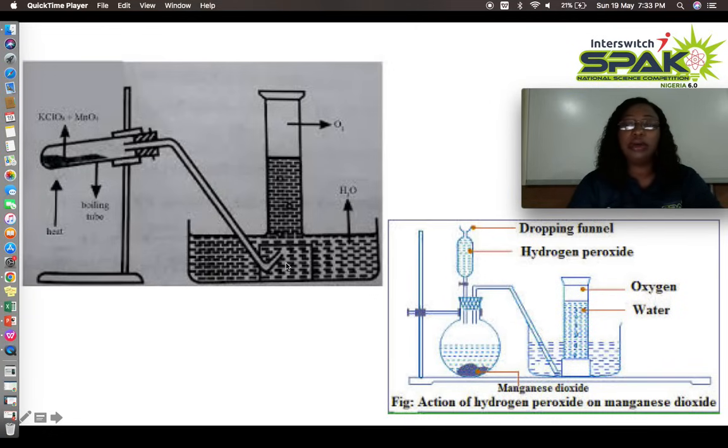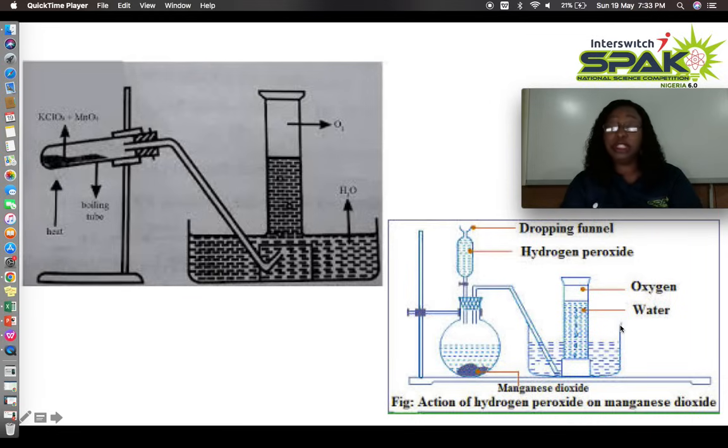It's collected over water. Another preparation of oxygen gas is decomposition of hydrogen peroxide. When you decompose hydrogen peroxide, this reaction does not need heat, and it produces oxygen. It produces oxygen and is collected over water.